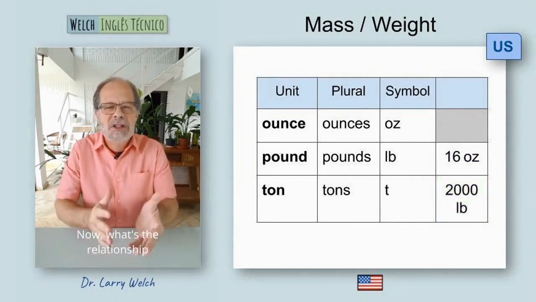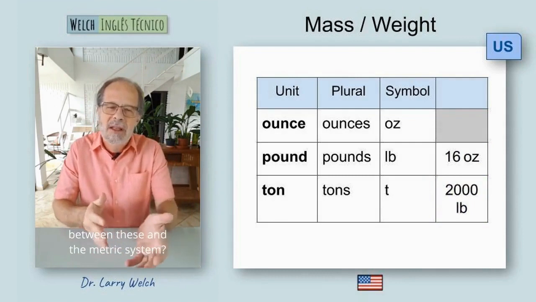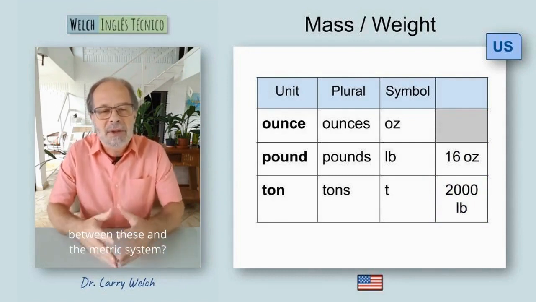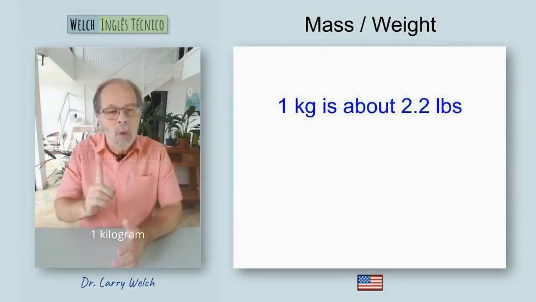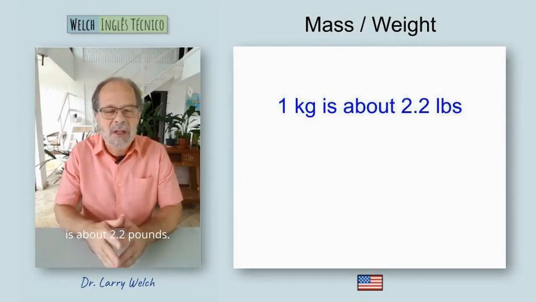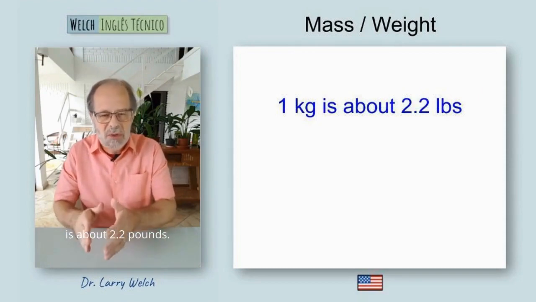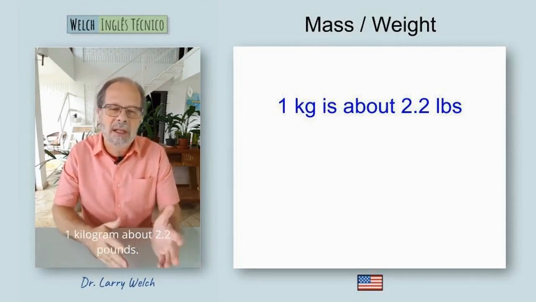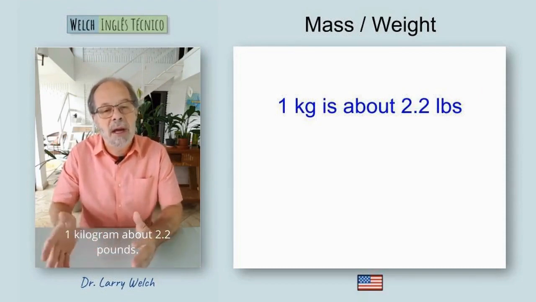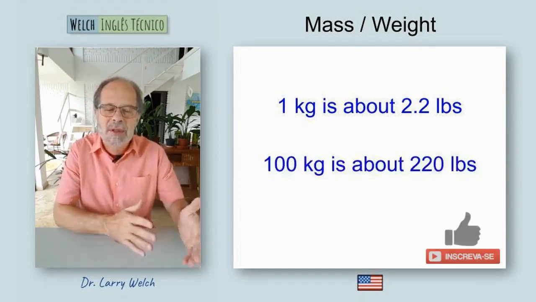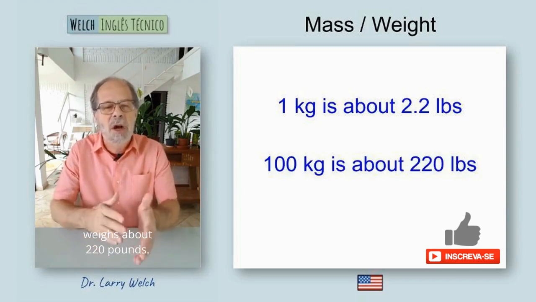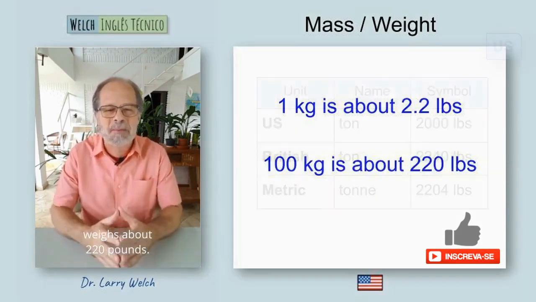Now, what's the relationship between these and the metric system? Well, let's just talk about pounds first. 1 kilogram is about 2.2 pounds. So, someone who weighs 100 kilograms weighs about 220 pounds.